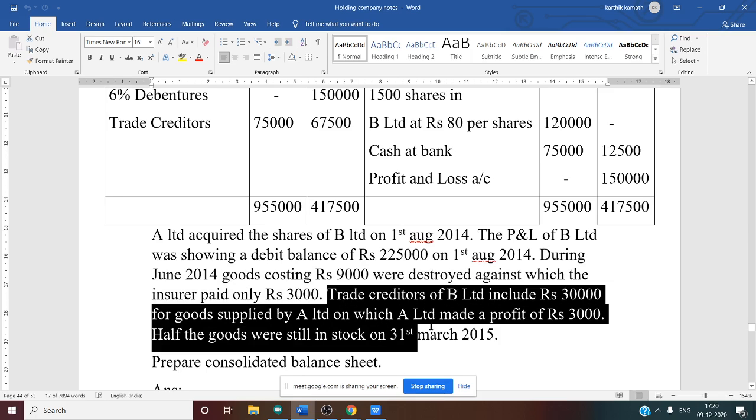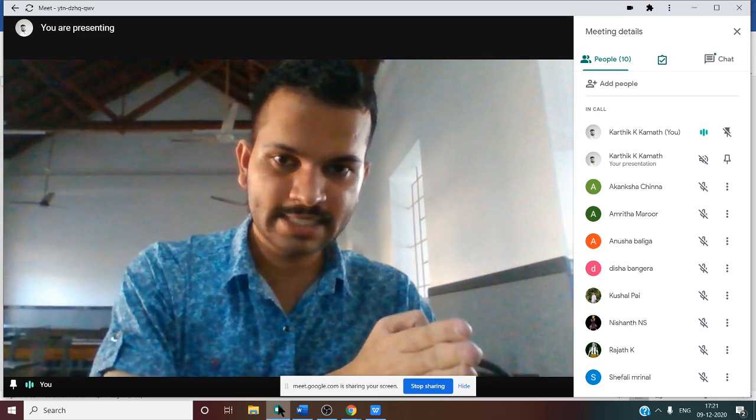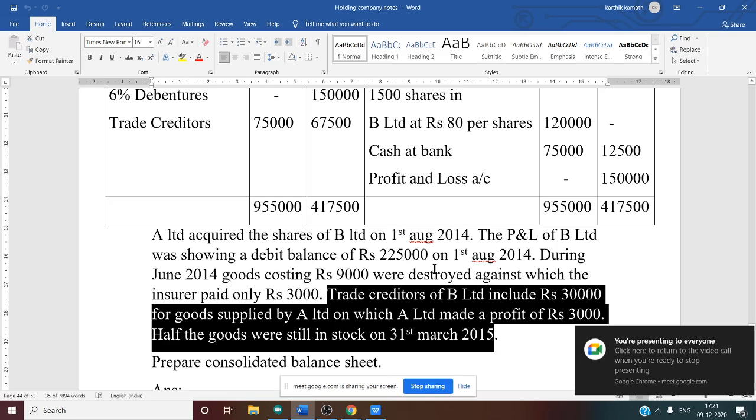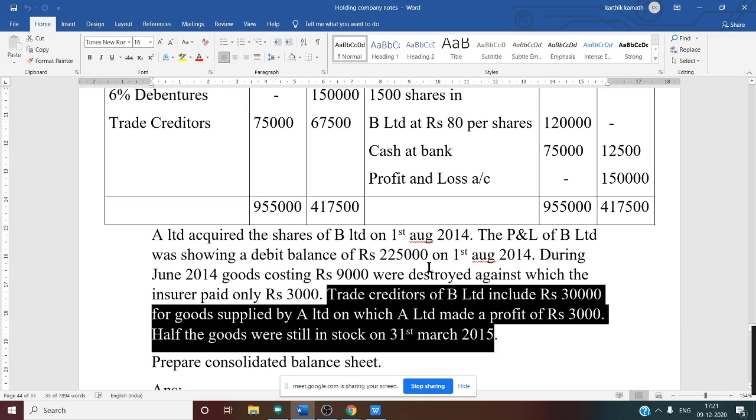Then trade creditors of B Limited include 30,000 for the goods supplied by A Limited. So the creditor of B, which is a subsidiary company, includes goods supplied by the holding company. So it is an intercompany transaction. Whenever it is an intercompany transaction, it affects both sides, creditor as well as debtor. So you have to deduct 30,000 from the credit side as well as from the debit side. Then on that 30,000 amount, there is a 3,000 profit. A Limited made a profit. So who is making the profit? The holding company is making the profit.